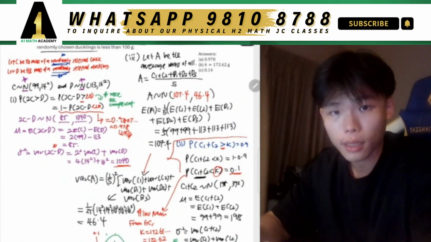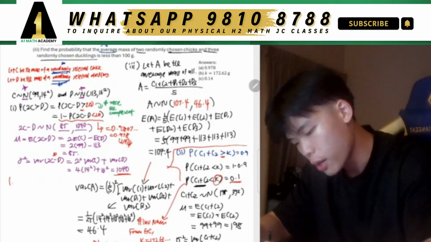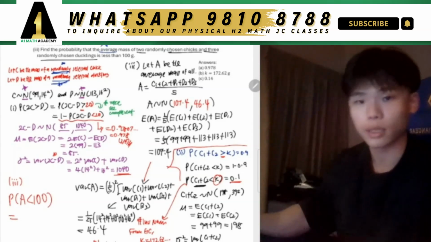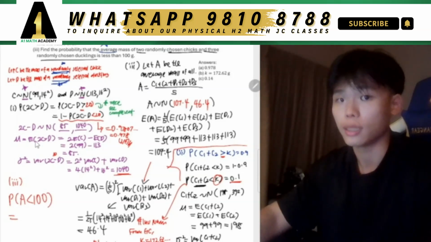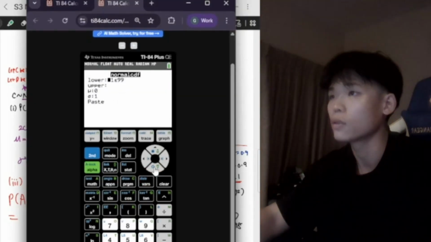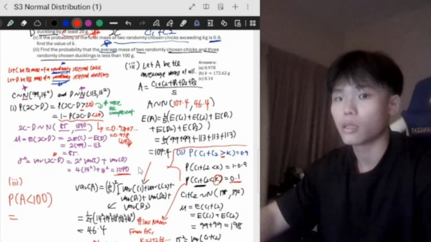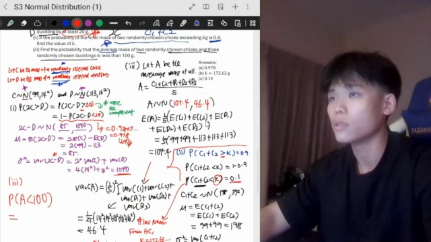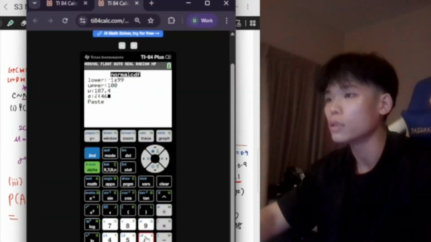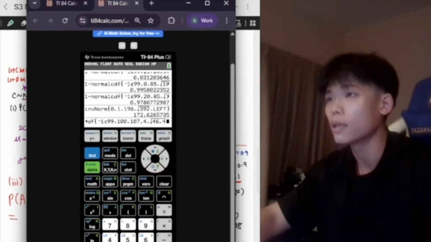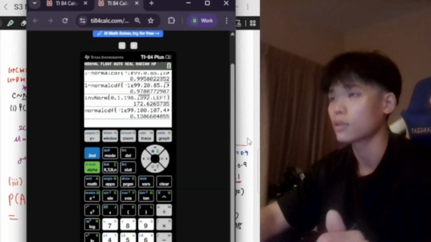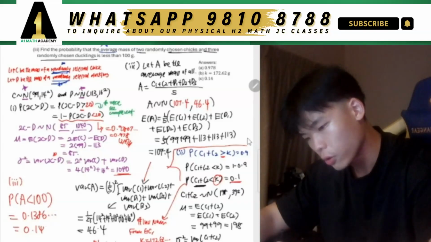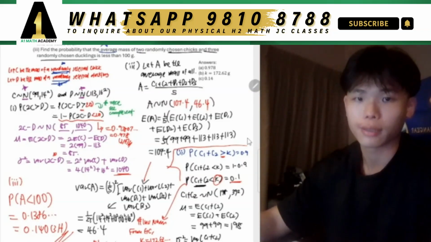Now in triple I, you just want to find the probability of A being less than 100. This is something we can directly key into our GC again, right? So we click inverse norm, normal CDF. The upper limit is 100, the mean is 107.4, and the standard deviation is root 46.4. Paste, enter. 0.1386... which is 0.14023 to 5 significant figures, right? And that will be the final answer to this question.